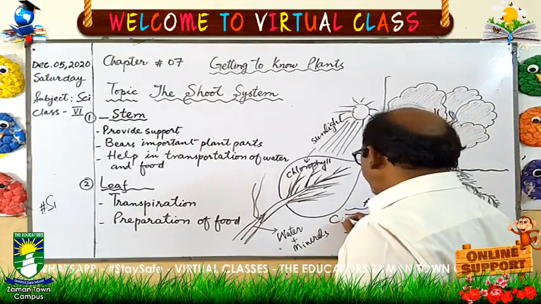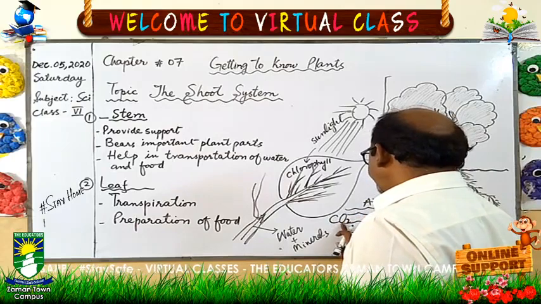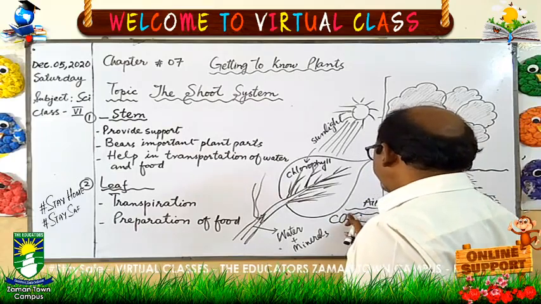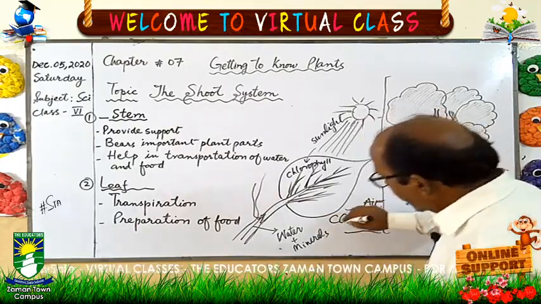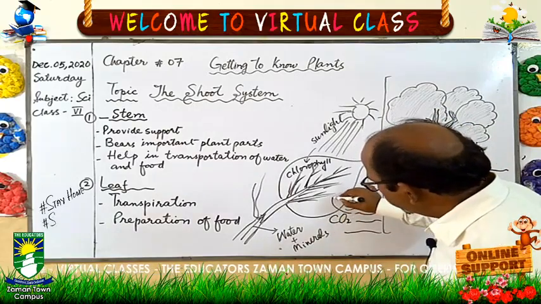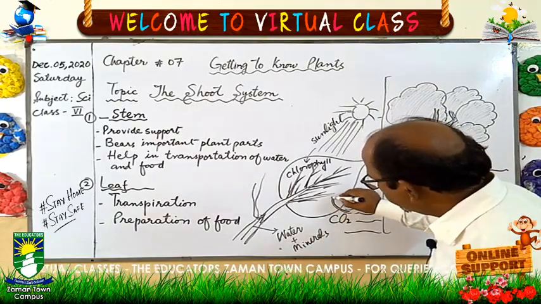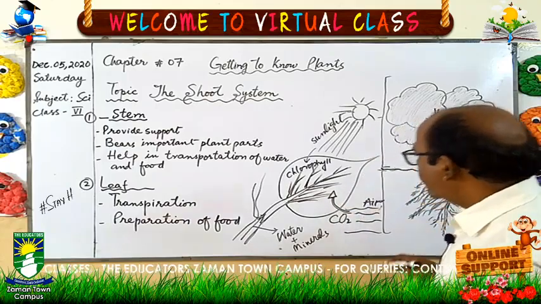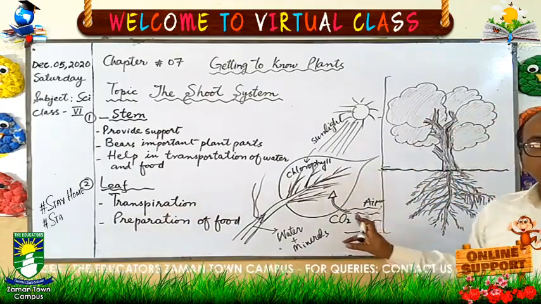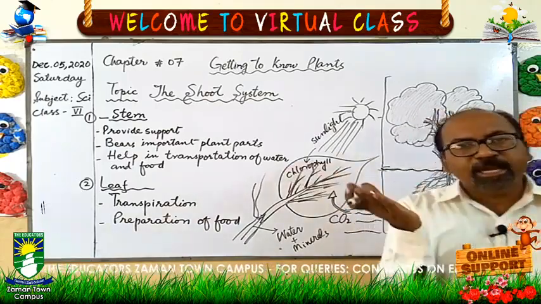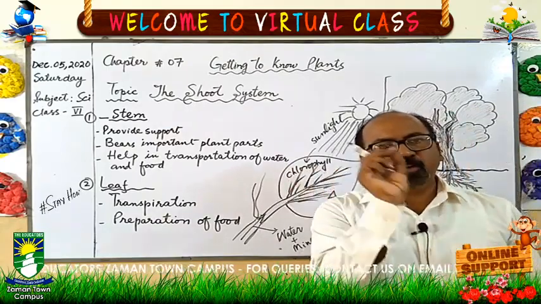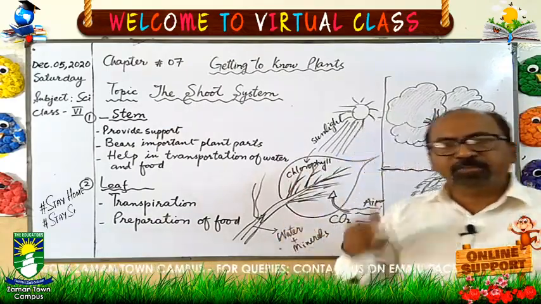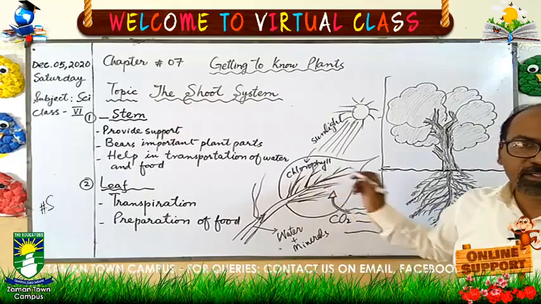For example, this is air, and CO2 is the carbon dioxide. Carbon dioxide is taken from the air because on the under surface of the leaves there are small pores through which carbon dioxide gas enters into the leaves.